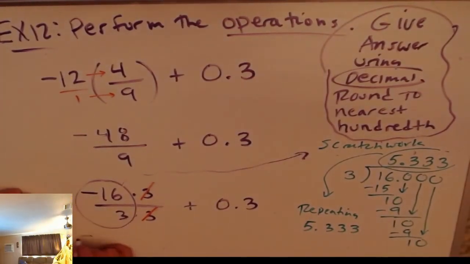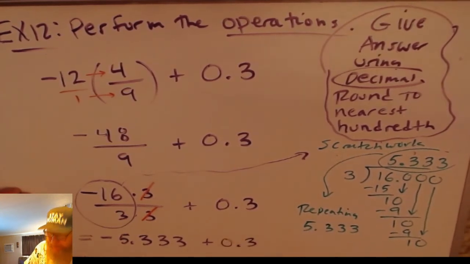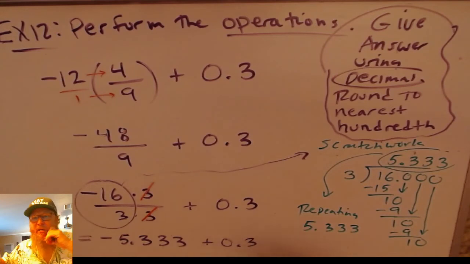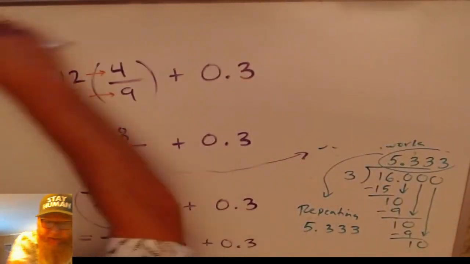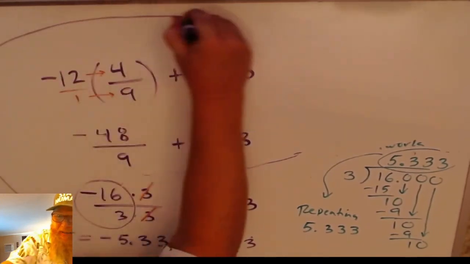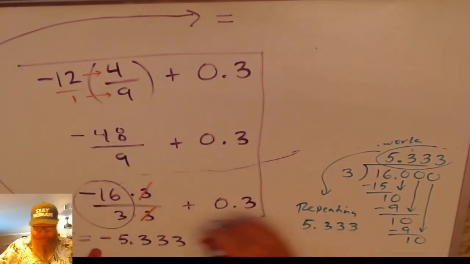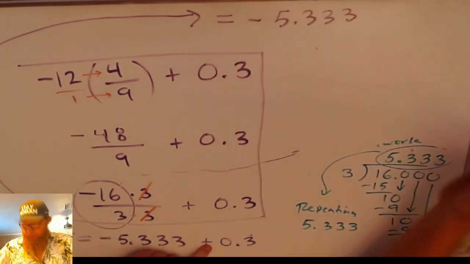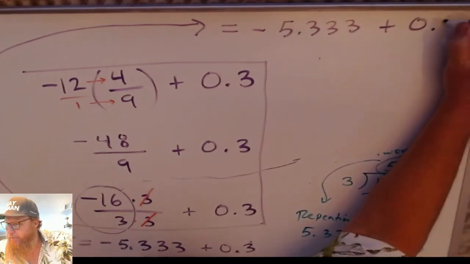So now put my negative back. So I've got negative 5.333. You can actually go more than that, but that's the minimum amount. Plus 0.3. Now I'm going to need to stack these things, but I'm running out of room. So let's just get rid of that, and let's come all the way back up here. So I've got negative 5.333, plus 0.3 or 3/10. So I'm going to need to use negative numbers here.